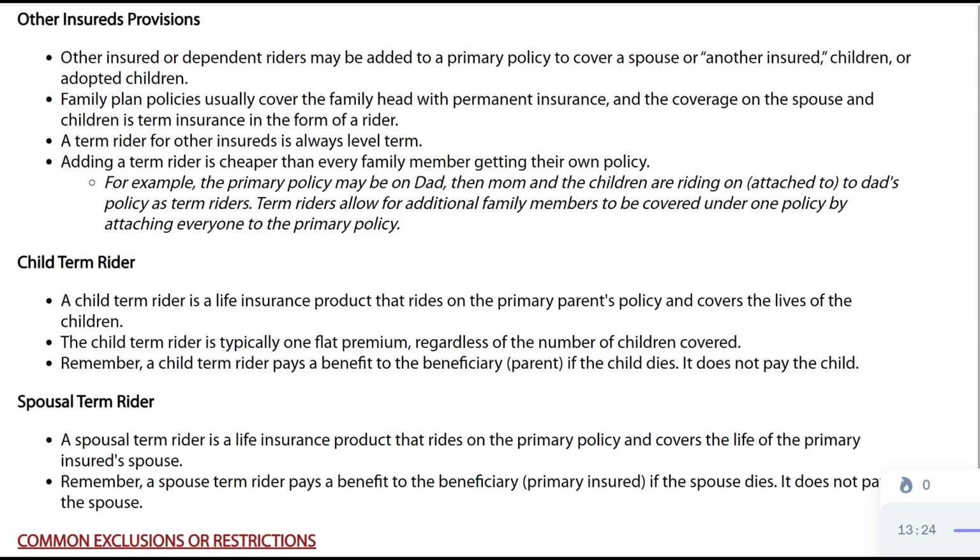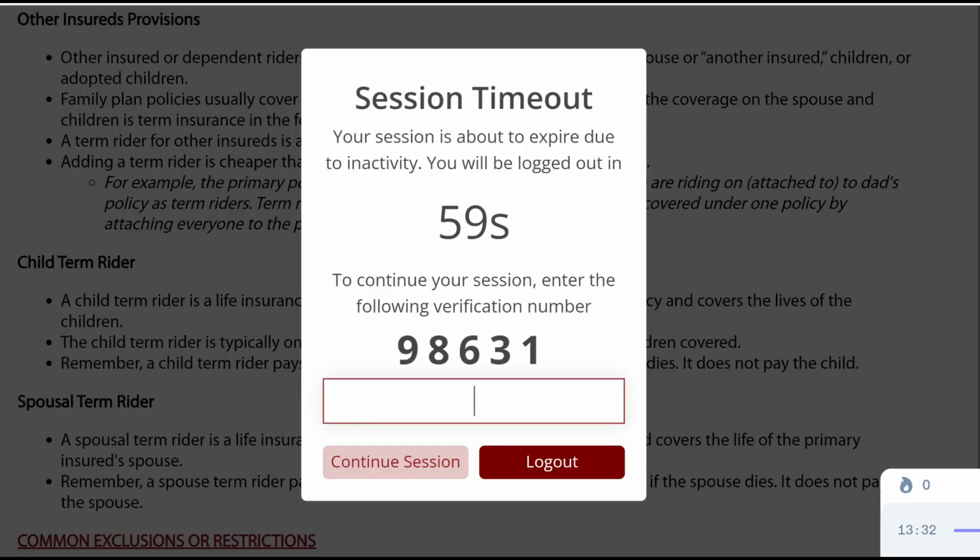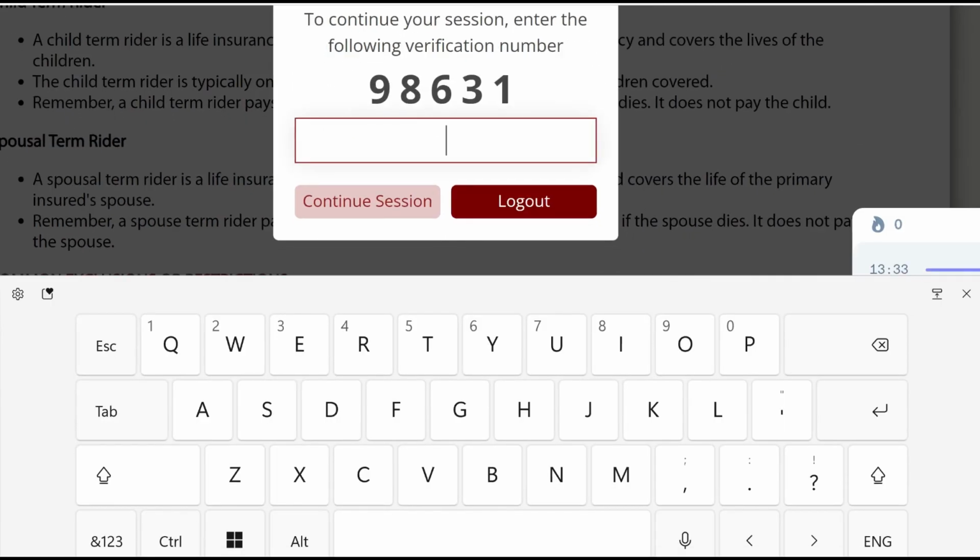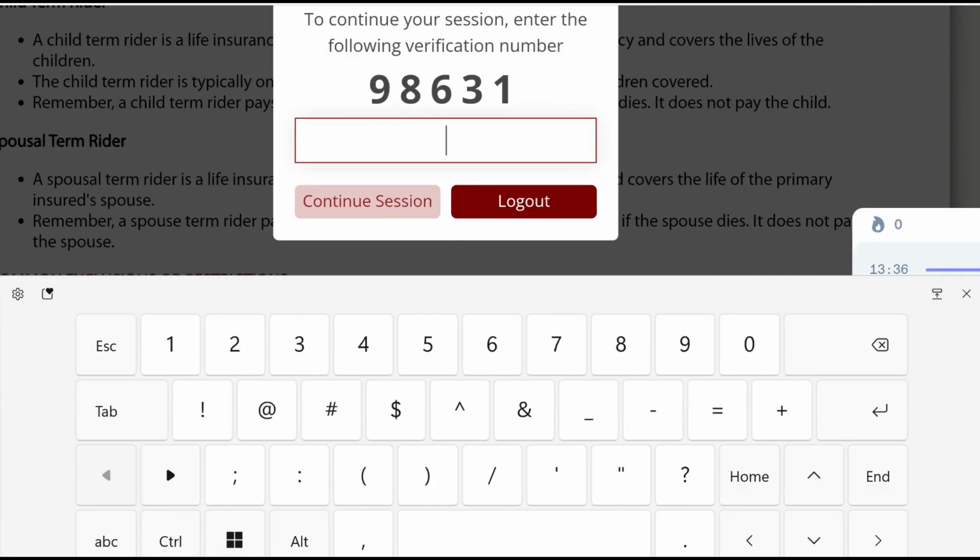For example, the primary policy may be on dad, then mom and the children are riding, attached to dad's policy as term riders. Term riders allow for additional family members to be covered under one policy by attaching everyone to the primary policy. Child term rider.